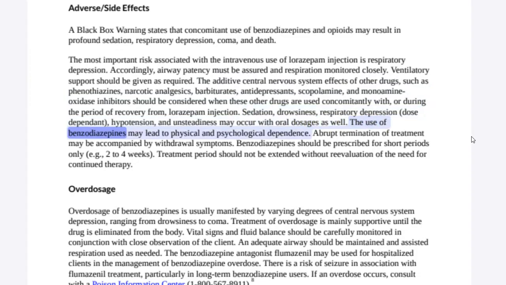The use of benzodiazepines may lead to physical and psychological dependence. Abrupt termination of treatment may be accompanied by withdrawal symptoms. Benzodiazepines should be prescribed for short periods only. Treatment period should not be extended without reevaluation of the need for continued therapy.